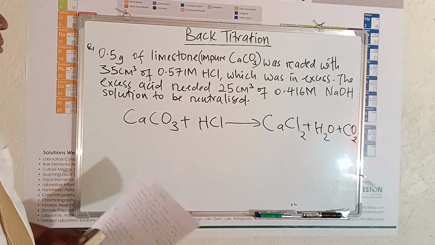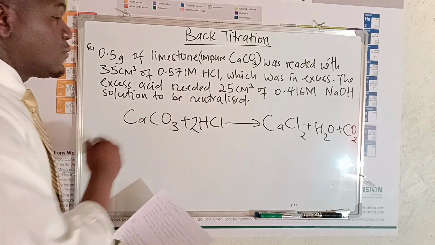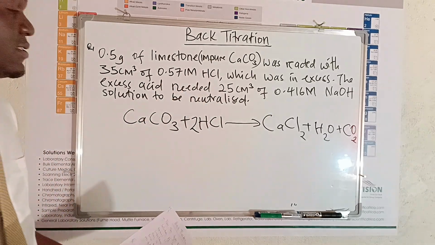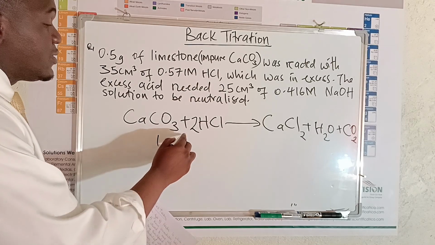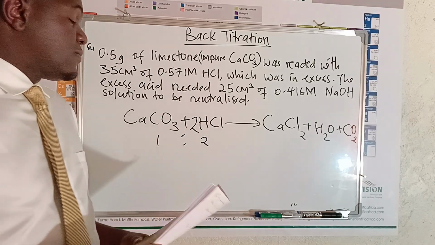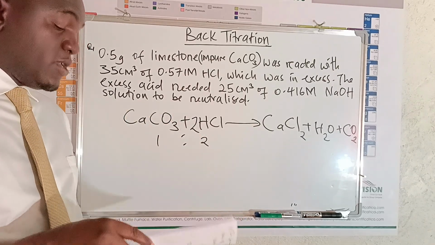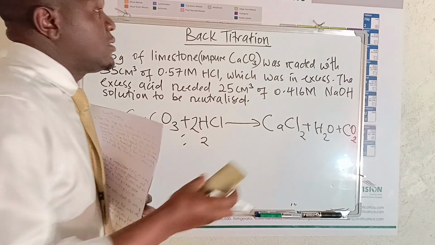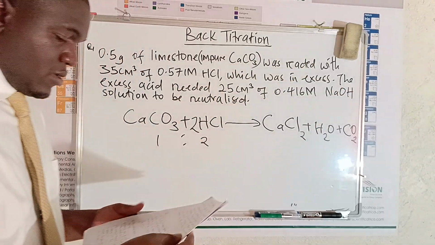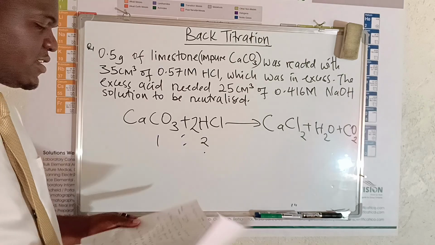Now this equation is not balanced, so we have to balance it. You can see there's also chlorine there, so you have to put a 2 there, and then the equation is balanced. Now you can see that the mole ratio is now 1 to 2. So one mole of calcium carbonate needs 2 moles of hydrochloric acid to be neutralized for that reaction to be complete. Now we know the moles here.